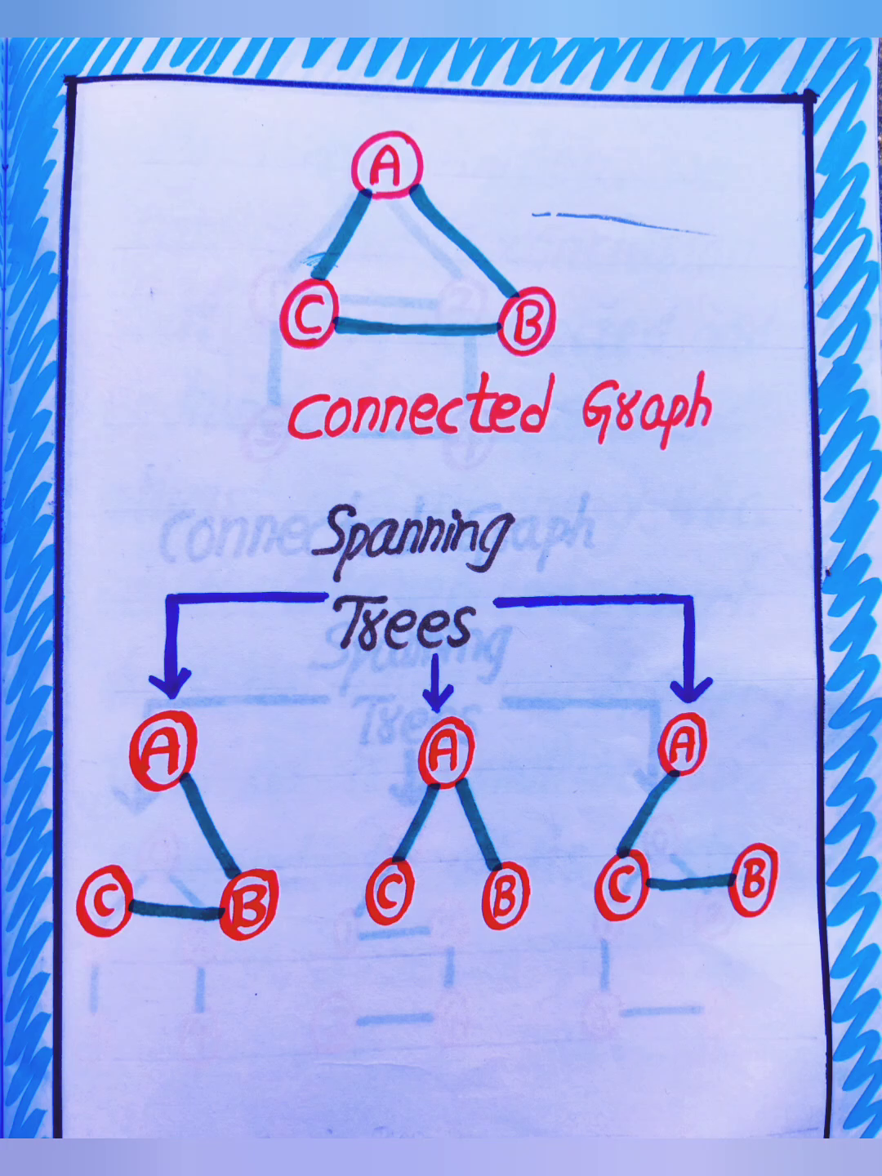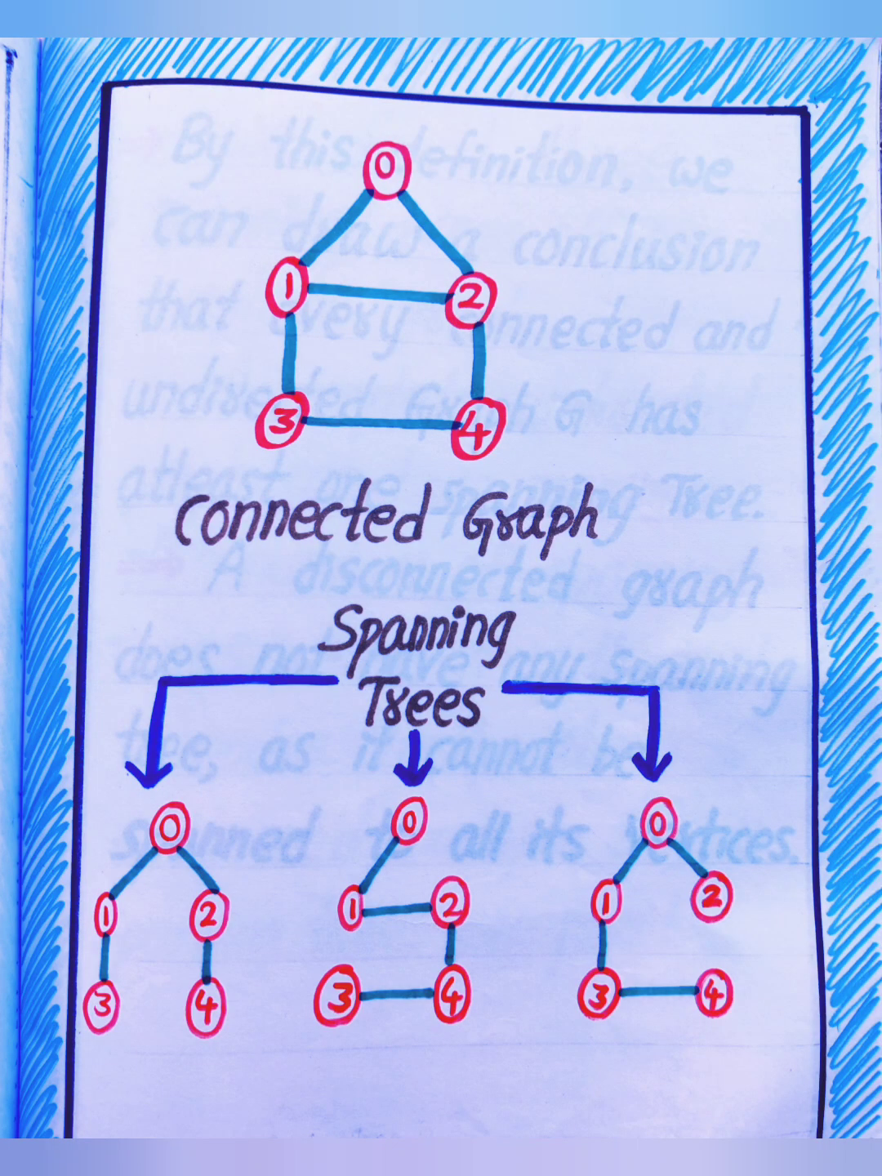Here there is a connected graph ABC. Below we can see the examples of a spanning tree. Here also we can see the connected graph 0, 1, 2, 3, 4 and below we can see the example of a spanning tree.